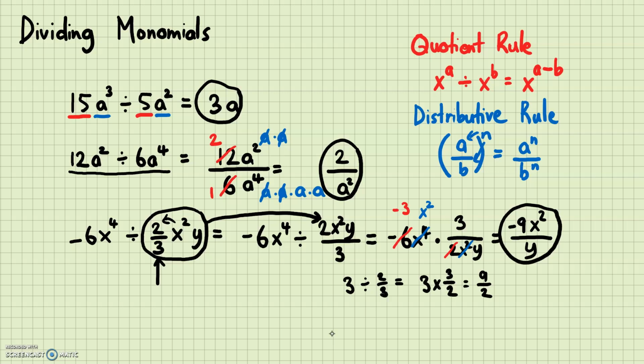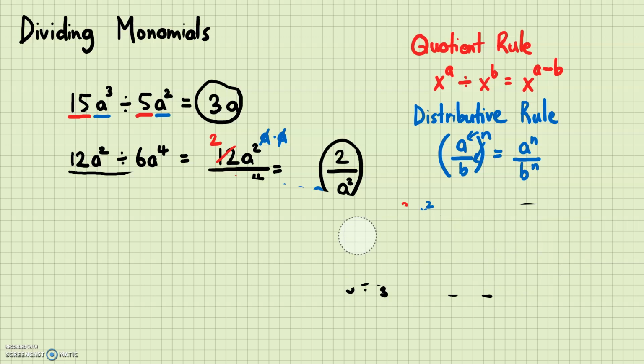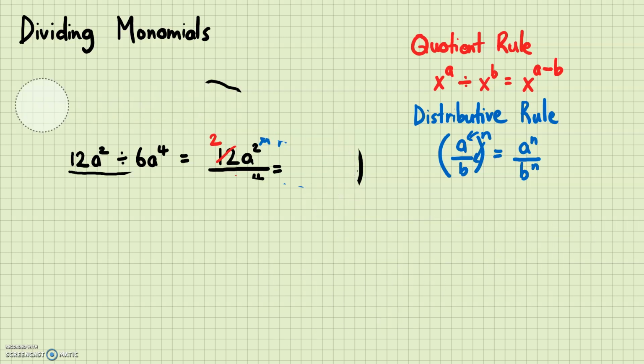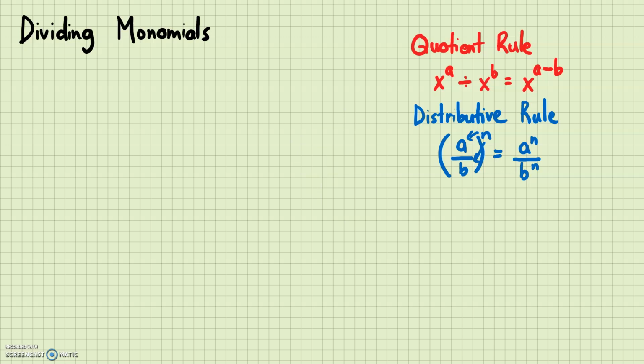Okay, let's do one last problem to kind of summarize everything that we've done here. One last problem. So let's have 4x squared y cubed divided by 2/3 x cubed y, and this is all raised to the second power. So if you remember from the multiplication of monomials, I've said that you need to simplify each of the individual terms first, and that goes with this as well.